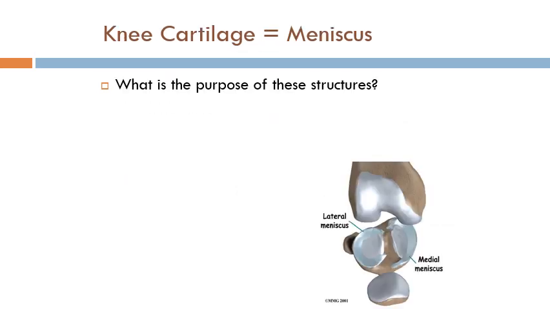So when we look at the meniscus, we want to say, what is the purpose of these structures? So the meniscus in the knee does a couple different things. One, it's going to deepen the tibial plateau. So if you just look at the bony contour of the knee and the bony congruency, there's not a lot of bony congruency between the tibial plateau and the femoral condyles. The tibial plateau is not very deep. So what the menisci do is they enhance stability by deepening the tibial plateau.